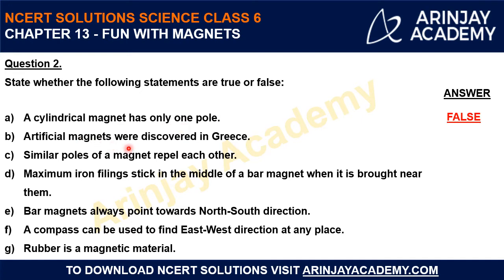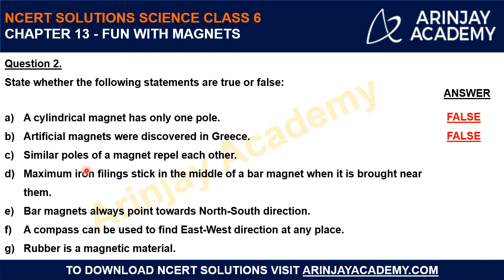Second, artificial magnets were discovered in Greece. So no, this is incorrect because natural magnets were first discovered in ancient Greece and not the artificial ones. Because artificial magnets are simply man-made magnets, they are not discovered, they are rather invented. Alright, so therefore it's again false.